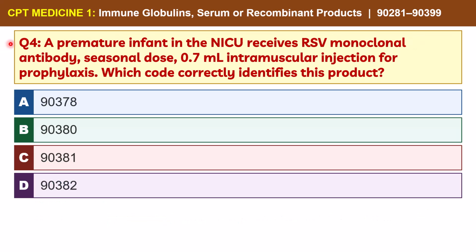Question number 4. A premature infant in NICU receives RSV monoclonal antibody seasonal dose 0.7 ml intramuscular injection for prophylaxis. Which code correctly identifies this product? So there are 4 answers available. Take your CPT code book and find the answer. Here you have to highlight this is RSV, that is respiratory syncytial virus monoclonal antibody seasonal dose 0.7 ml intramuscular injection. So let's use the elimination method for the exam purpose.